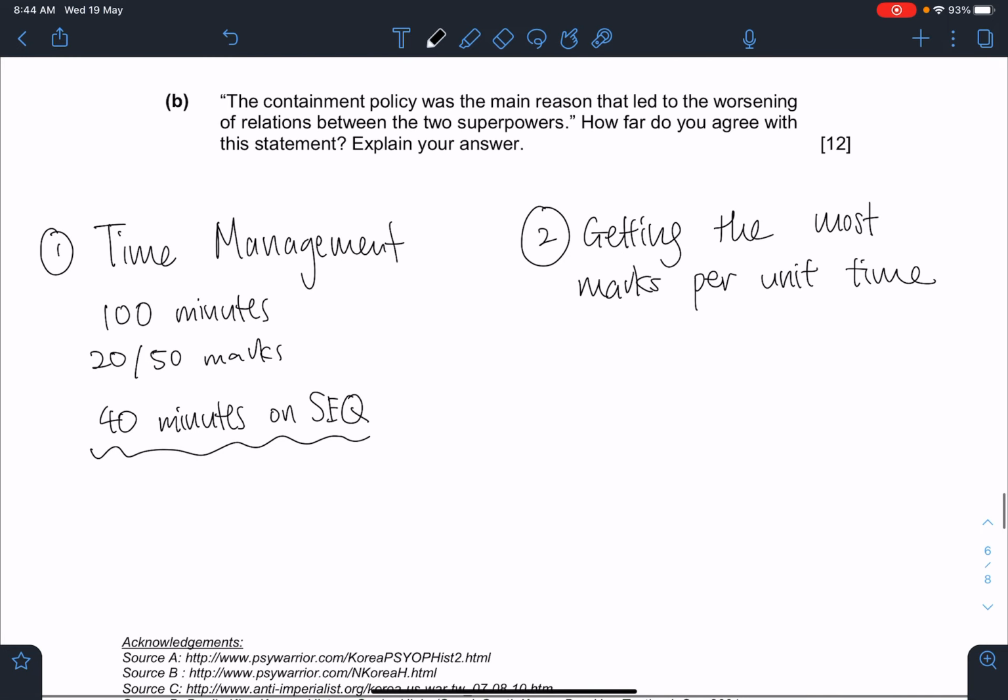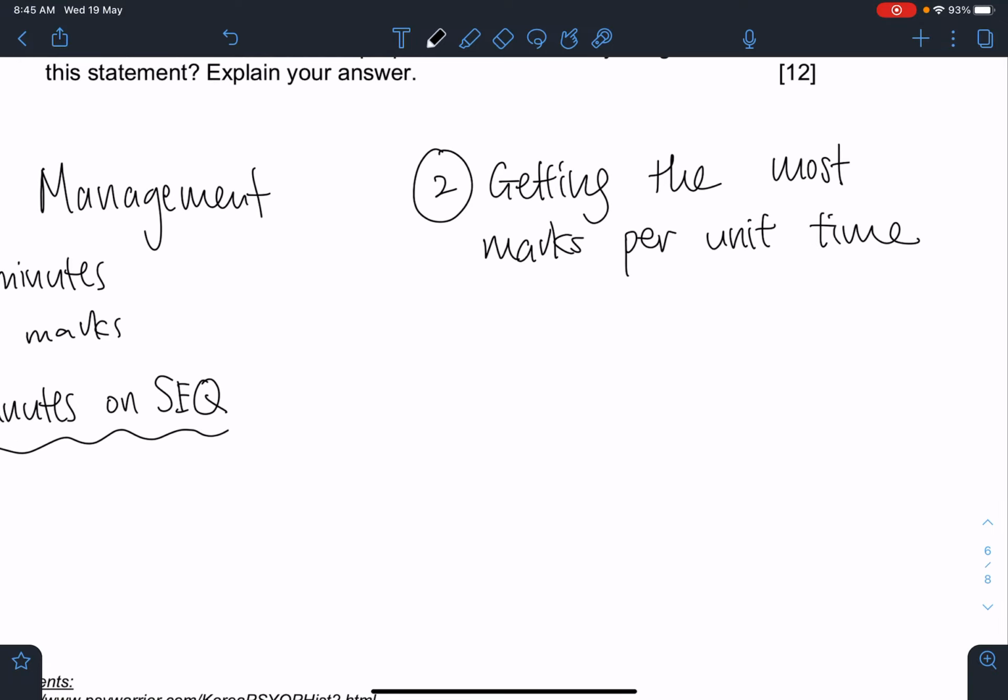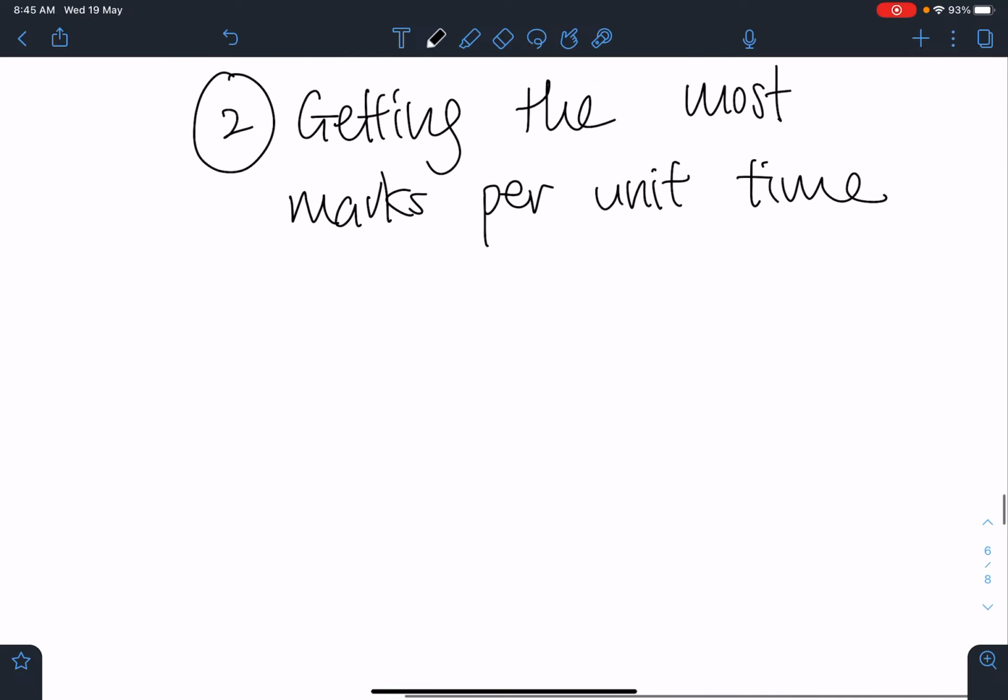Now, what if you tell me, Mr. Low, but I can't finish my essay, I'm too slow, okay? What do I do then? It's okay, you don't have to complete all, you don't have to score 20 marks in order to get a distinction. So how can you get the most marks per unit time? Let me explain the marking scheme.